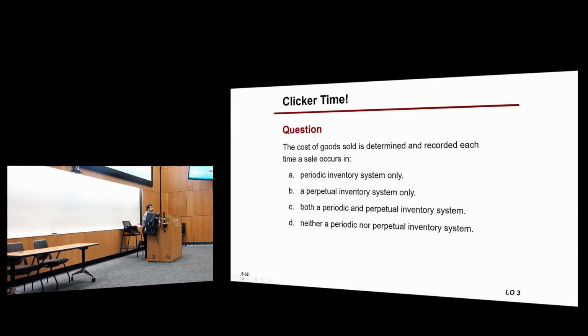Cost of goods sold is determined and recorded every time sales occur in which system? Only perpetual inventory system. In the periodic inventory system, they will only calculate the cost of goods sold at the end of the accounting period.